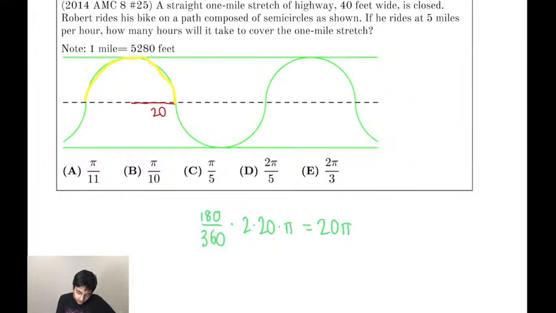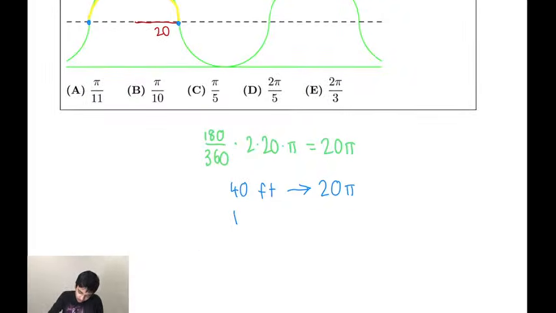But then we see that, okay, Robert's riding his bike on semicircles. Whenever he moves 40 forward, so if Robert moves from here to here, he moves 40 feet forward, in order to move that 40 feet forward, he had to actually travel a distance of 20 pi. Because when he wants to move 40 feet forward, he has to travel 20 pi distance. But now, he wants to travel 1 mile forward. So if he wants to travel 1 mile forward, then how much does he actually have to go?